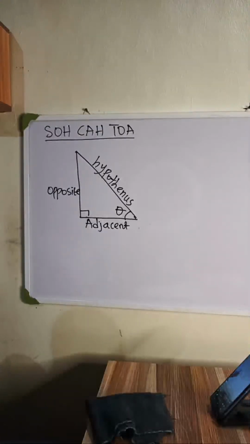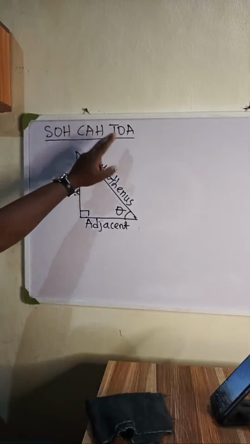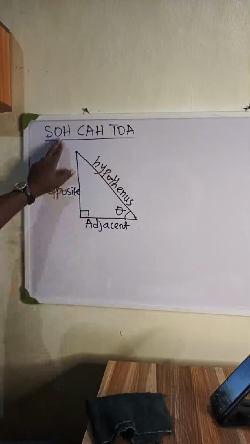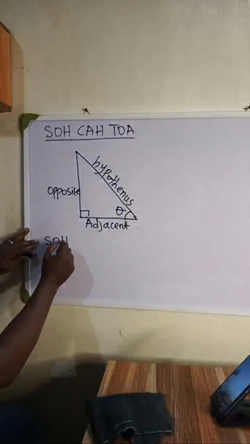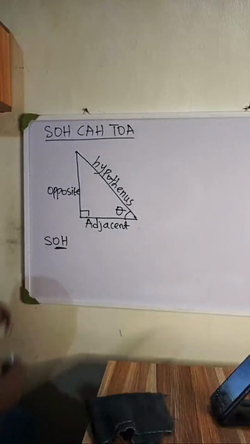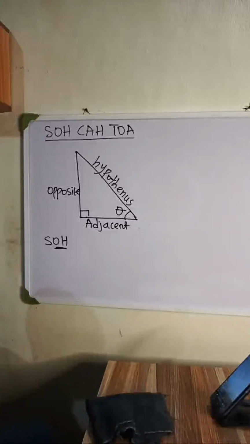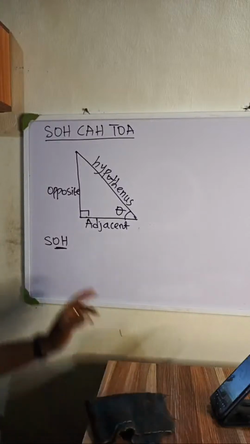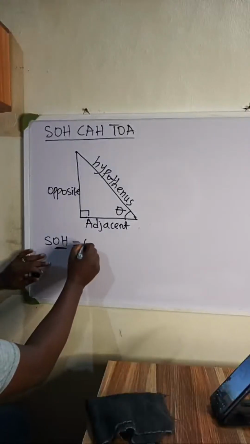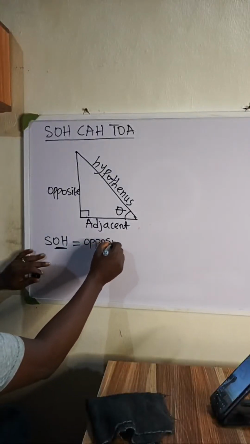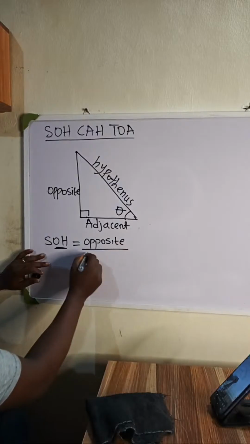So now, remember the topic is Sohcahtoa. What does SOH mean? When I define these terms, we consider these two letters, O and H. SOH is also called sine. Okay, we call it sine here. I don't know how it is called in your country, but we'll call it sine. Basically, SOH means opposite divided by the hypotenuse.